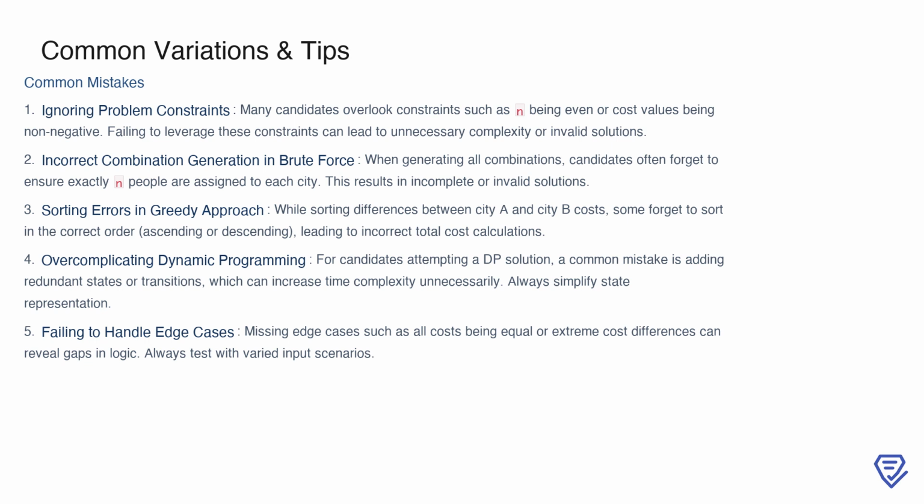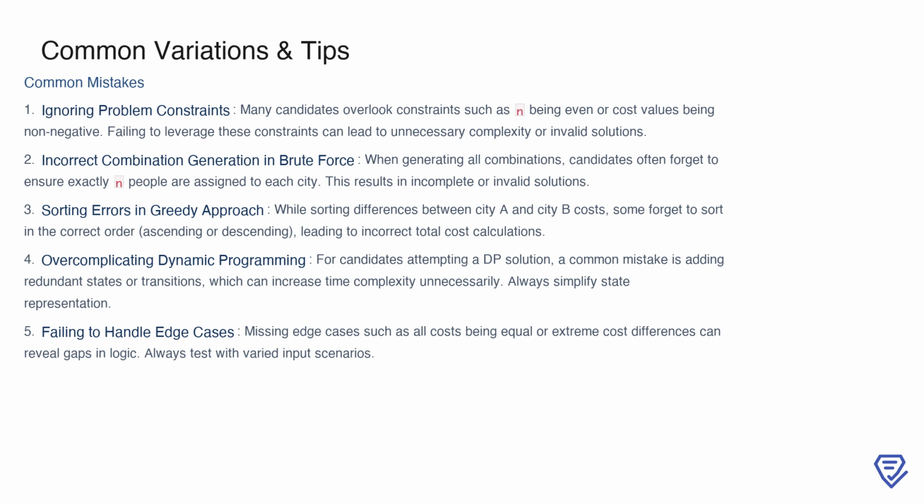For instance, the problem guarantees that n is even and that all cost values are non-negative. These constraints simplify the problem significantly, and ignoring them can lead to unnecessary complexity or even incorrect solutions. Another mistake arises in brute force methods. When generating combinations, it's essential to ensure that exactly n people are assigned to each city. Forgetting this can result in invalid distributions.